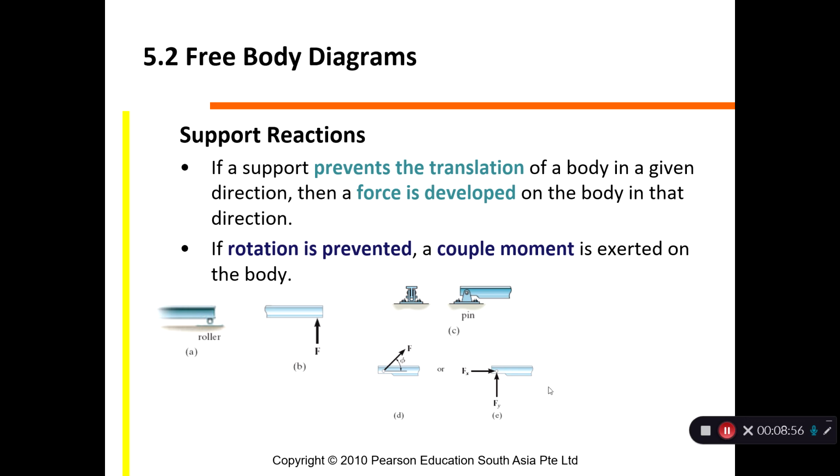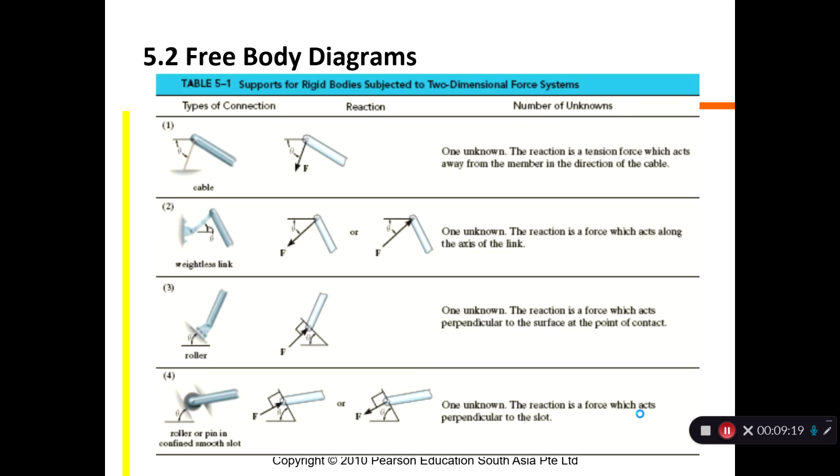Only two directions. Another example, if you have a fixed support, fixed means it can't move and it can't rotate. So you will have all three. You have force in the x direction, force in the y direction, and you will have moment. Okay, so these are very basic examples.